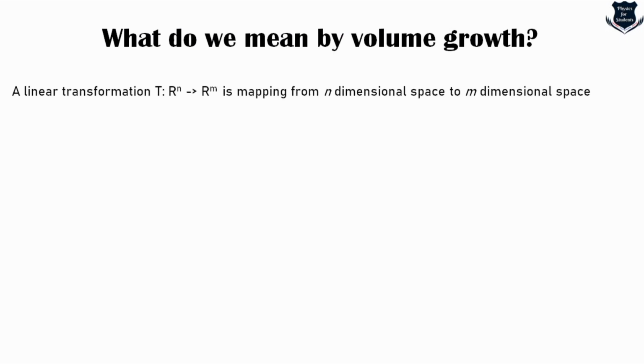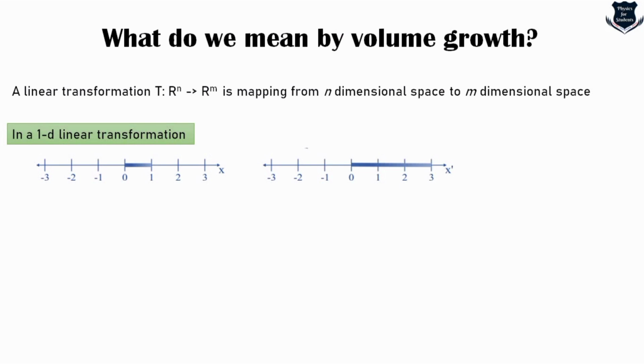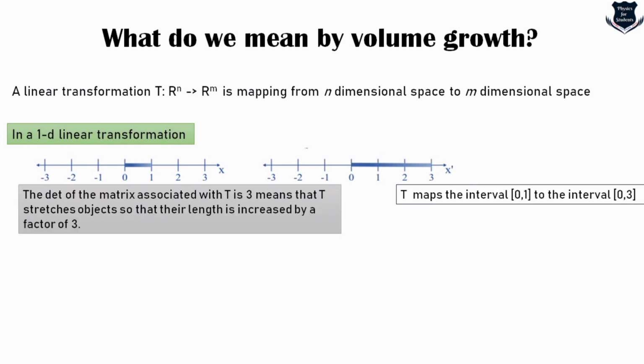Now if I get a linear map which is transforming n-dimensional space to m-dimensional space, then there is a one-dimensional linear transformation. So the one-dimensional linear transformation, as you see, the blue one, 0, 1, gets a little bit extended to 0, 3, right? So this is the T that maps the interval 0, 1 to 0, 3. So the determinant of the matrix associated with T is 3, right? From the left hand side you see 0, 1, which has grown in size to 0, 3. So it stretches the object so that its length is increased by a factor of 3. Three times it has increased, right?